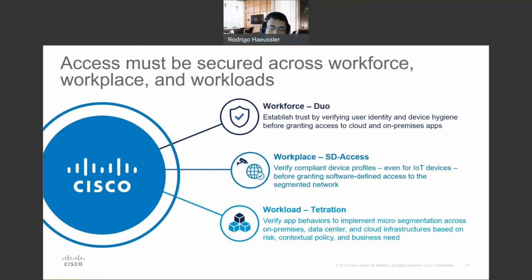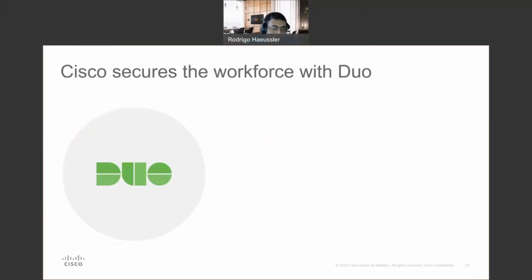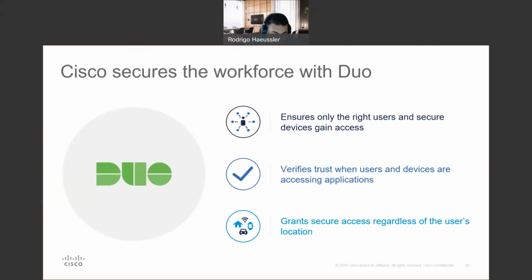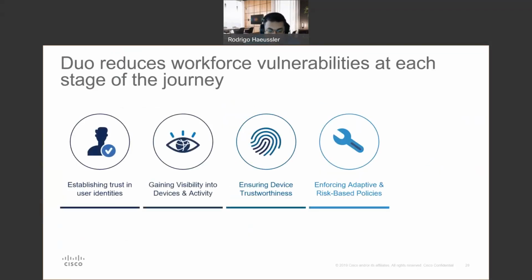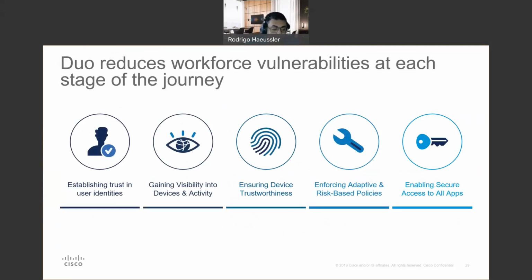And this is how we introduce directly the workforce part that I was mentioning, Cisco Duo. You can mention over here that we can actually protect the workplace as well with the SD-WAN access, the workload with Tetration, but we will focus directly on Cisco Duo, right? So over here is more of the solution. We will talk about what it does solve: establishing trust and user identities, gaining visibility, ensuring device trustworthiness, enforcing the policies, and enabling access to all applications, right?